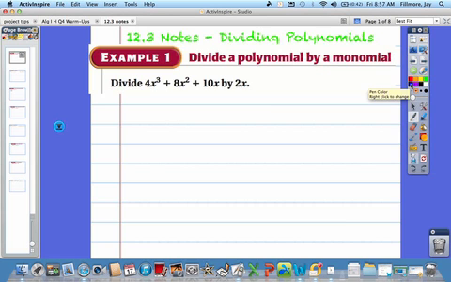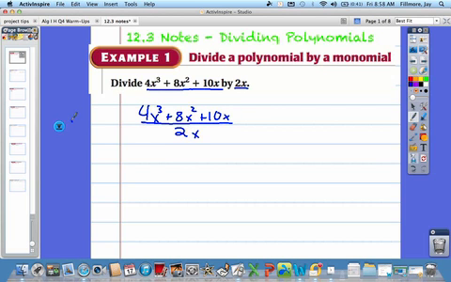So there's two different ways we can do this. The first way is kind of like using the distributive property in a kind of a backward sense. If we rewrite this example, dividing this polynomial by this monomial of 2x, let's rewrite it as a fraction. Let's have 4x cubed plus 8x to the second plus 10x, and we're dividing this by 2x. Okay, this will be a little bit easier to manipulate.